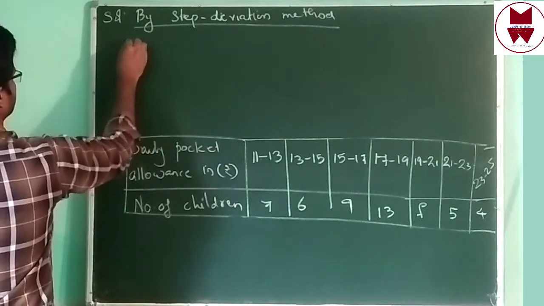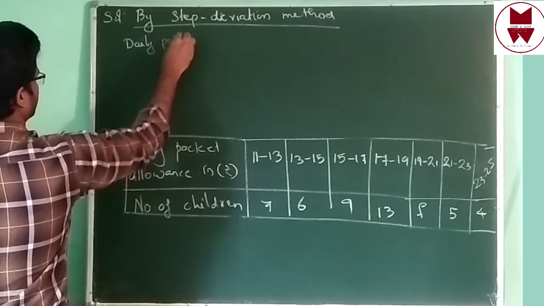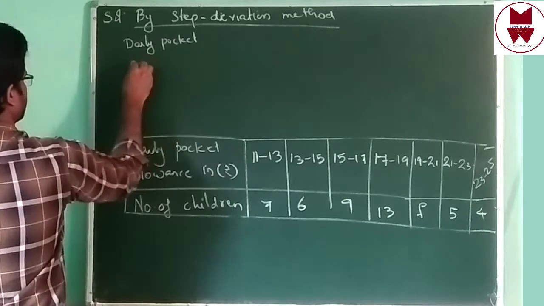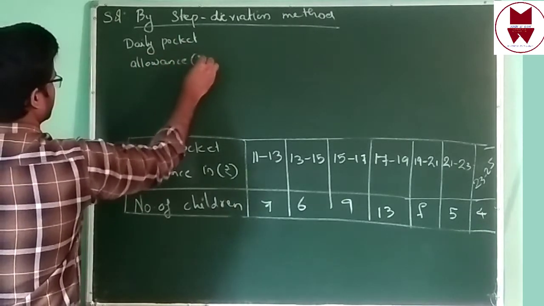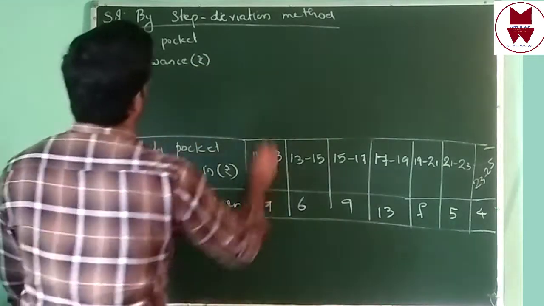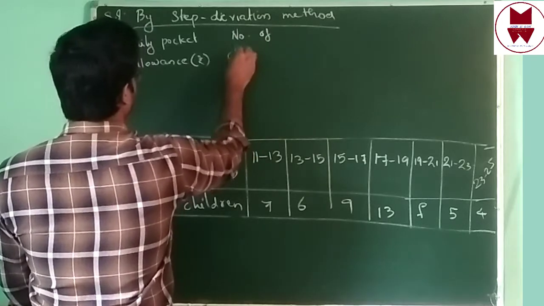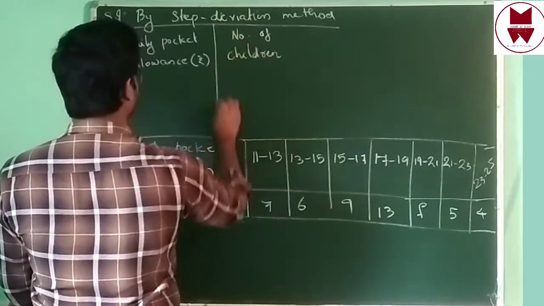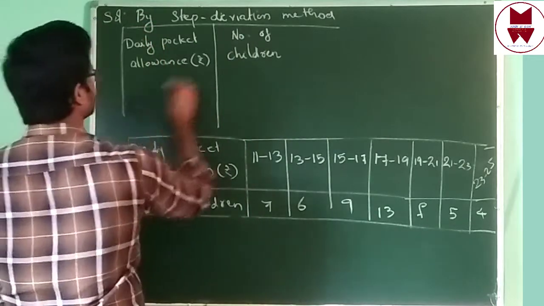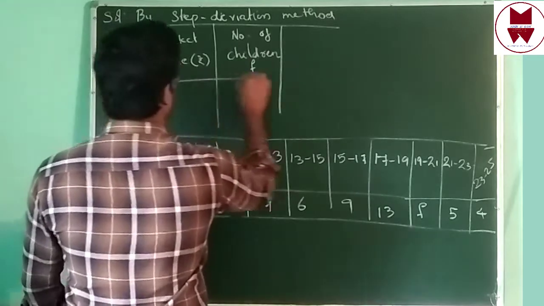First, daily pocket allowance in rupees. The next column is the number of children, f i.